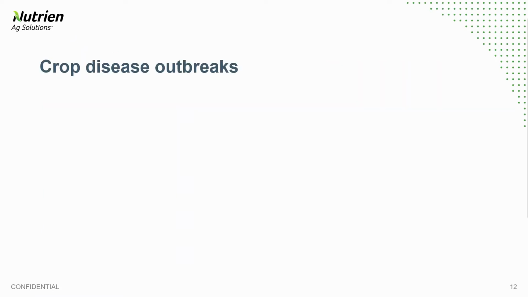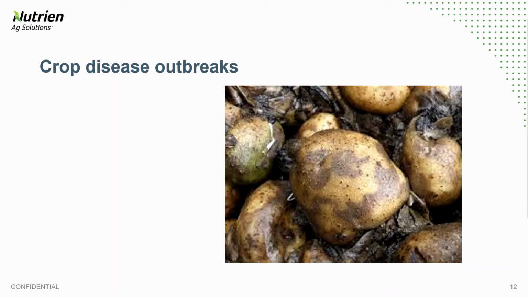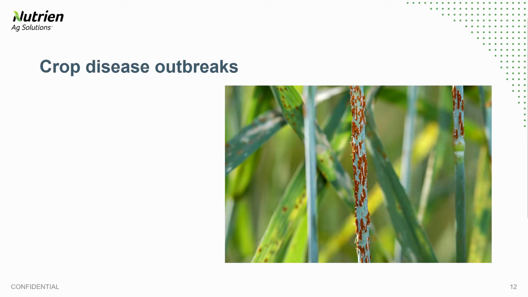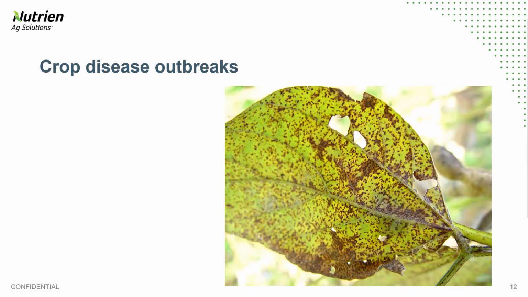Crop disease outbreaks are common as well. In 1845, the potato late blight resulted in famine in Ireland and is still one of the most significant potato diseases here in the United States. In 1953, there was a wheat stem rust outbreak that devastated the wheat crop that year. In 2004, Asian soybean rust was introduced into the United States, greatly increasing the need for fungicides to maintain yields.